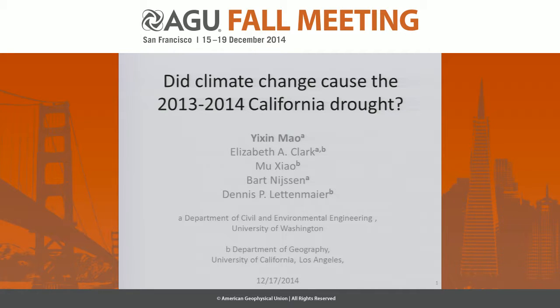So hi everyone. My title here is a little bit different from the one listed on the agenda, which says 2012 to 2014 California drought. California was pretty dry in the winter of 2012 to 13, but it was actually not that exceptional. So here we mainly focus on the drought that happened last year, and we will further talk about this issue in the presentation.